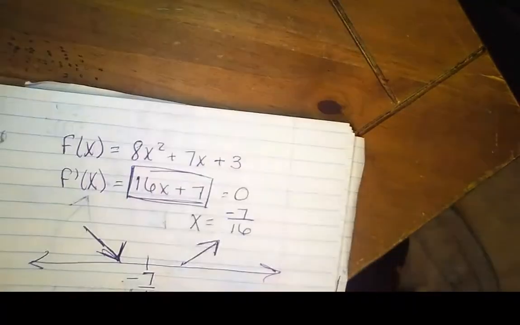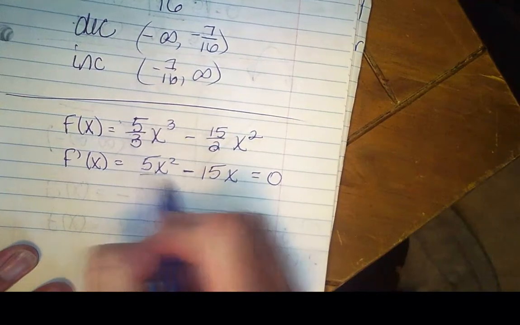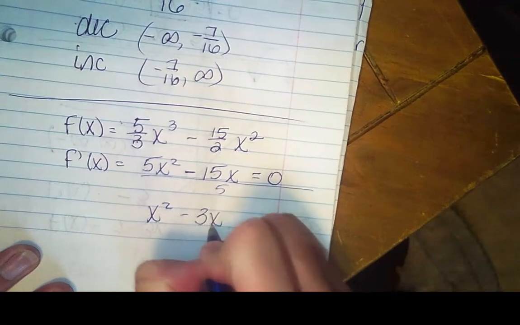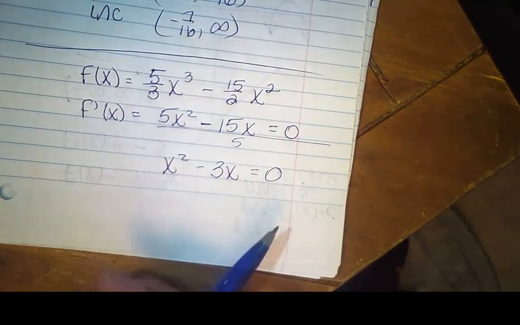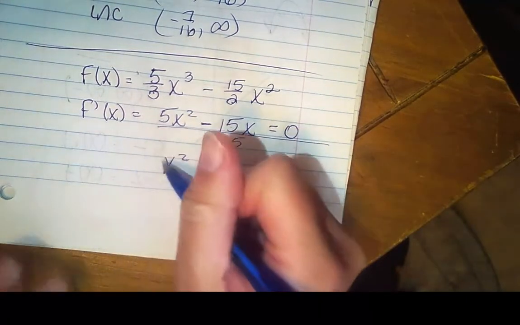Okay, so the other ones were pretty basic. I can do stuff in my head. Notice I can divide everything by 5. So I'm going to divide everything by 5, which is going to give me x squared minus 3x equals 0. And you don't have to do that. It's just going to make your life a little bit easier.